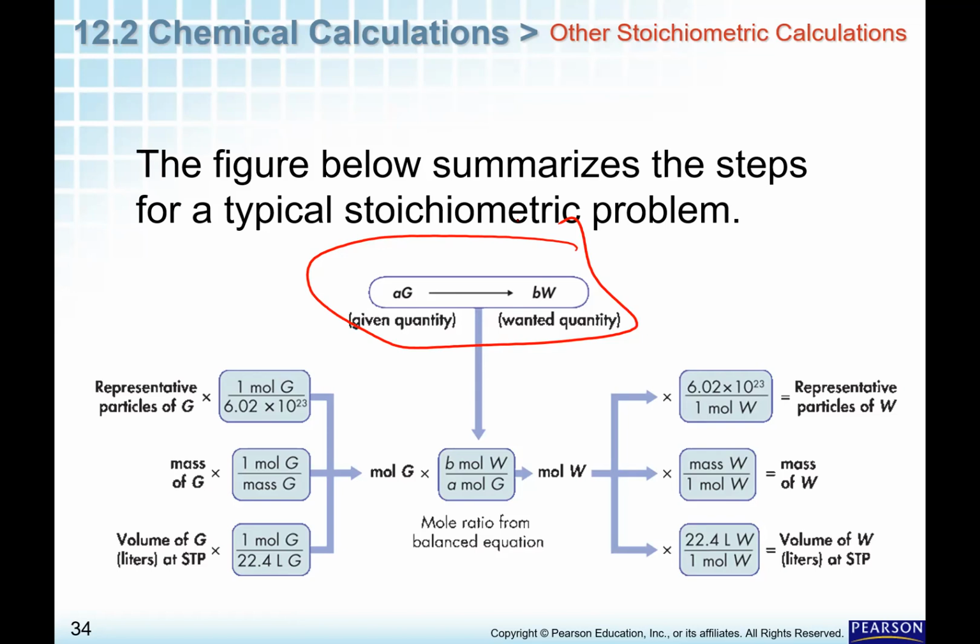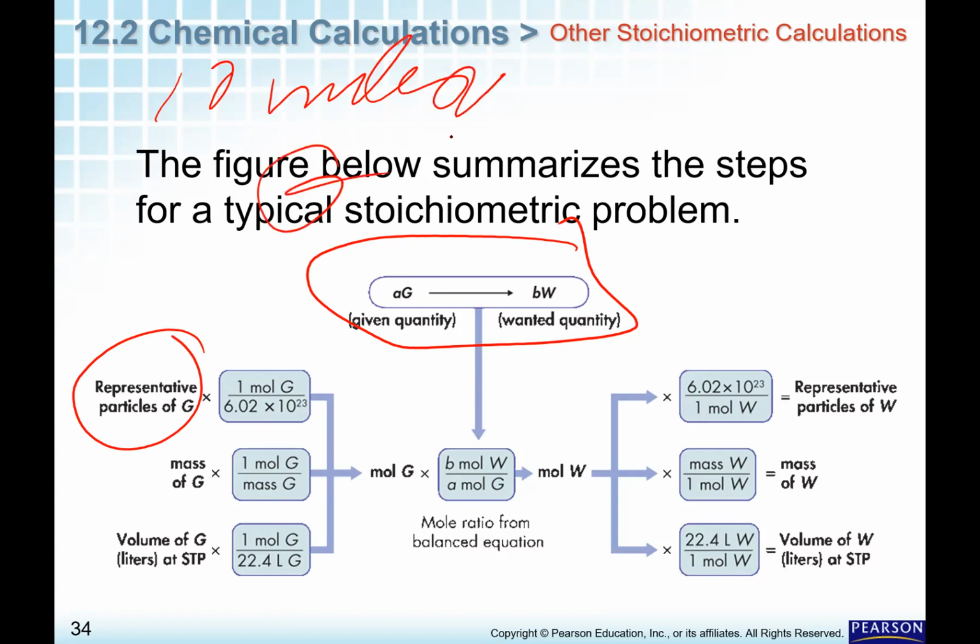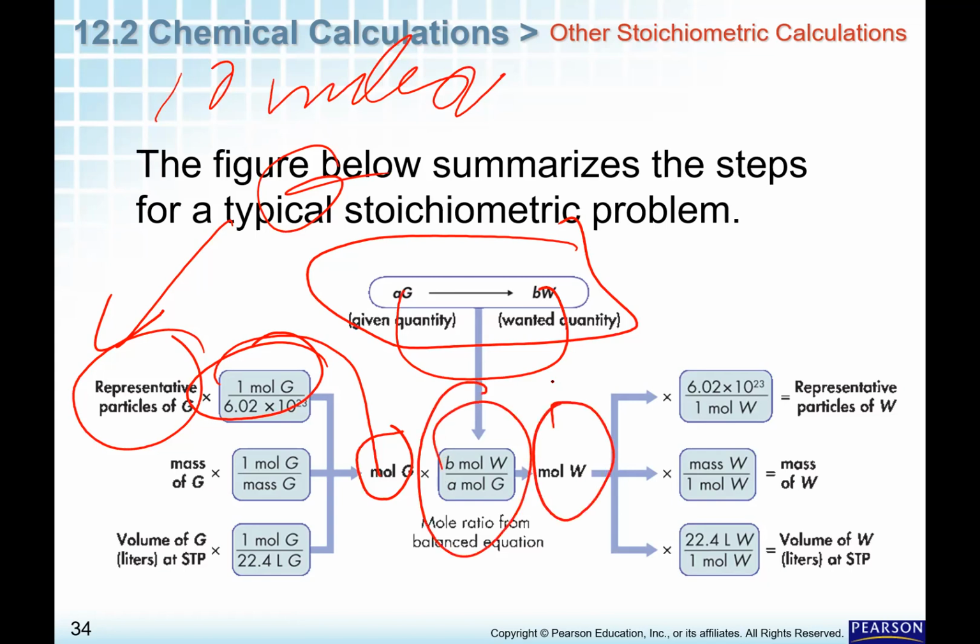These are the coefficients. Okay, so if we provide you with the representative particles of G, somebody says, how many grams of W is produced from 10 molecules of G? Then you have molecules, so you have to use Avogadro's number to convert that into moles. And then from the ratio going moles to moles, you have to use this one. You end up with the moles of W. Then the question was, how many grams? So I need to go from the moles into grams and get that. So that kind of calculation this way is particles into mass.